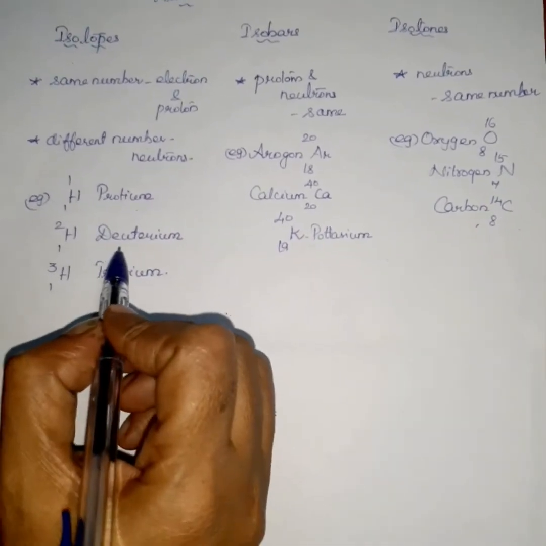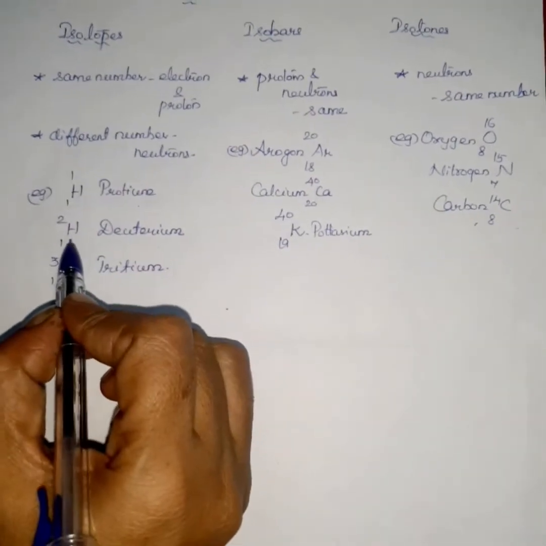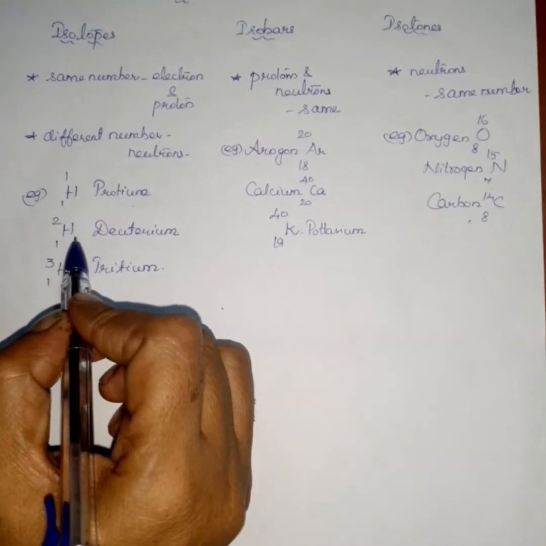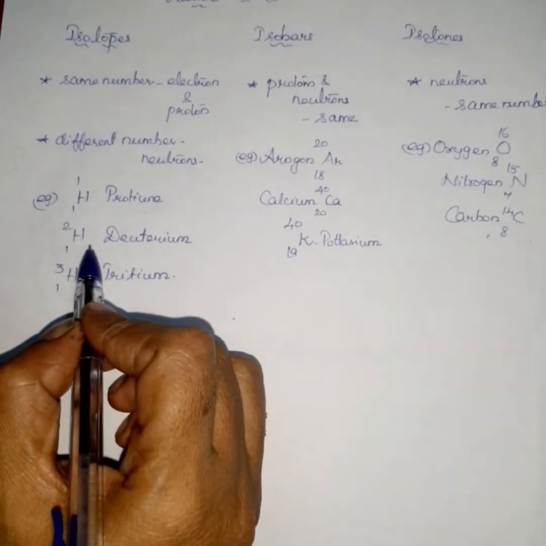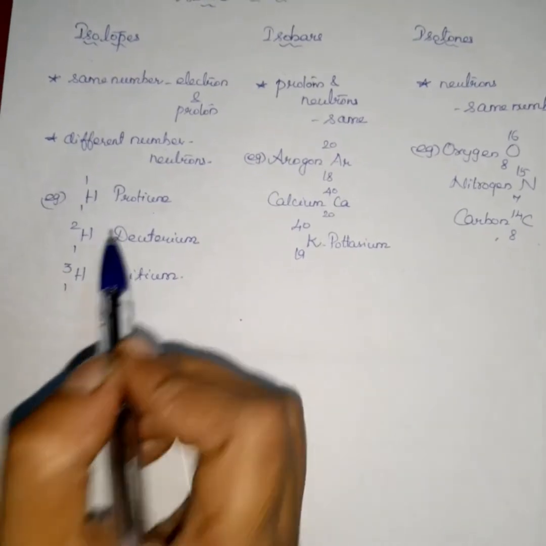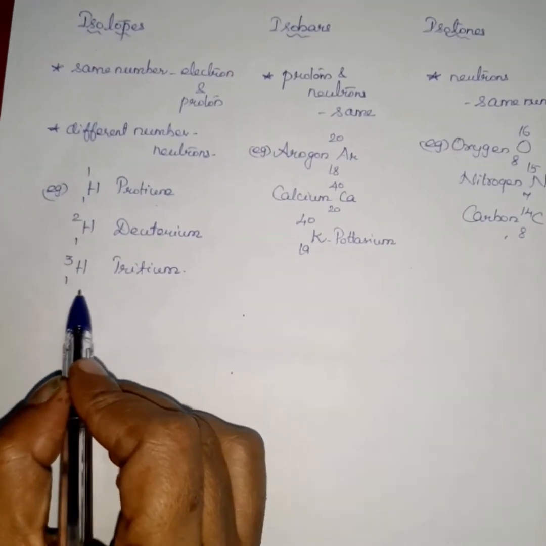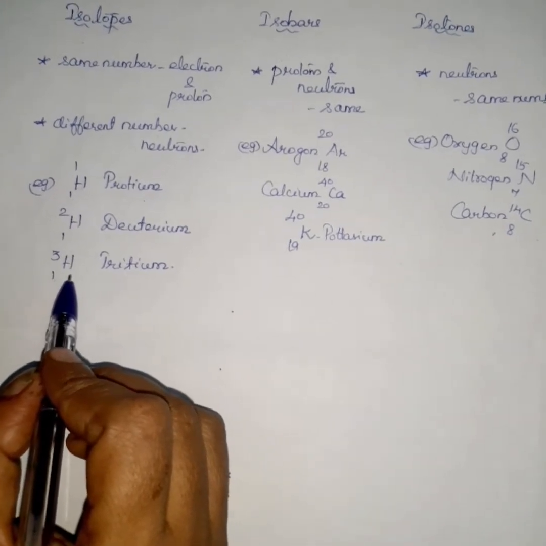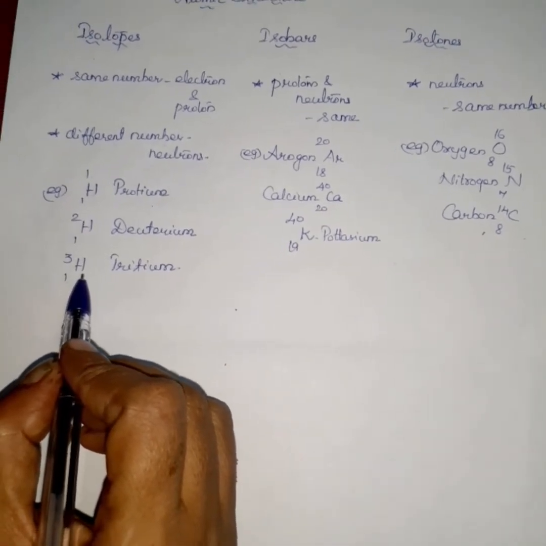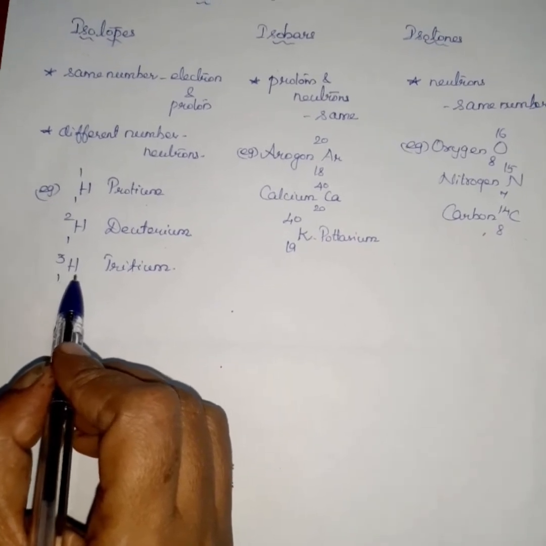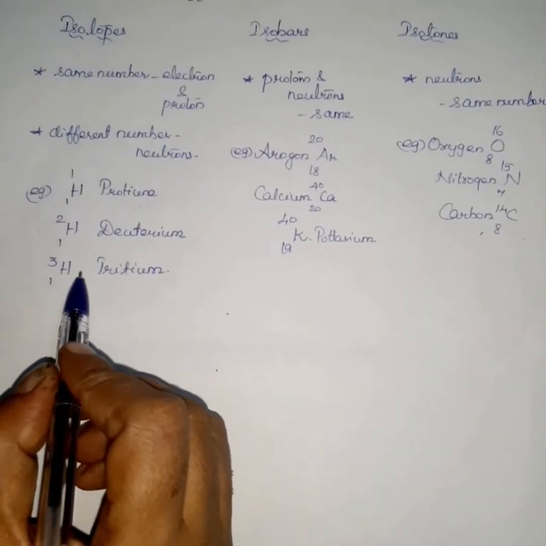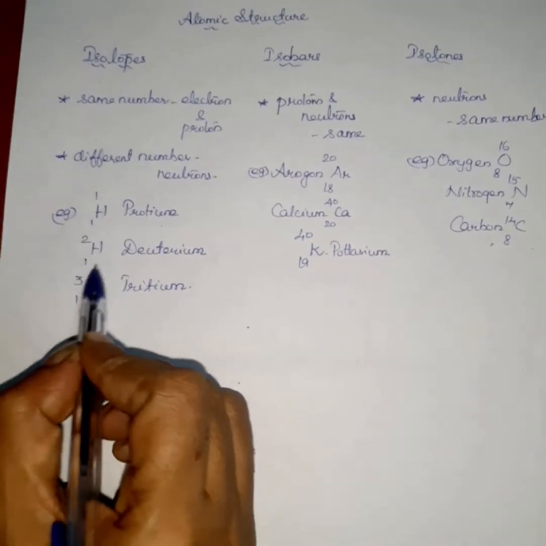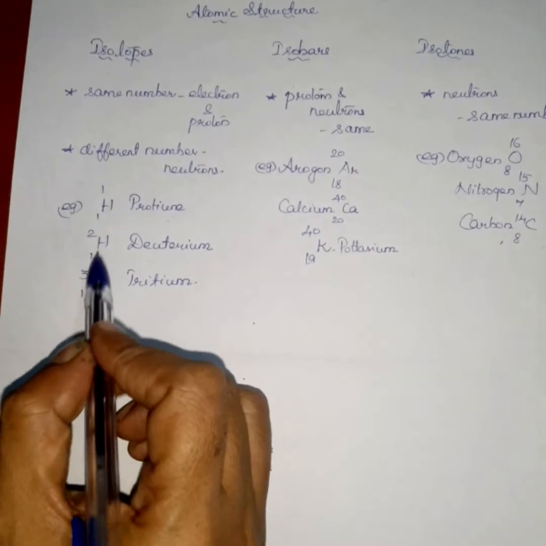Then the second one, consider deuterium, H-1-2. Here how many electrons? Only one electron, only one proton and only one neutron. Next, the third one, tritium, H-1-3. Here only one electron, one proton but two neutrons. Here the atomic number is also the same and the mass number is different.